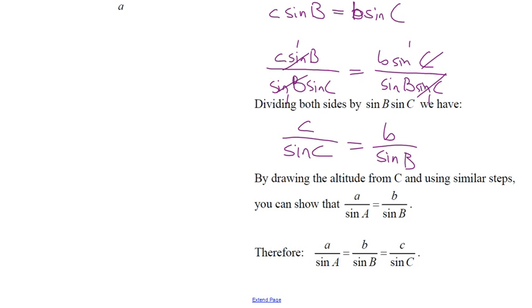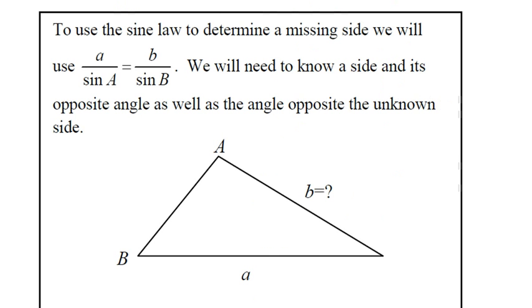3, and then we can solve for the fourth. Okay, so to use the sine law to determine a missing side, we are going to use little a over sine a equals little b over sine b, right? Or whatever, you pick 2/3 of it. Or it could be little a over sine a equals little c over sine c, or little b over sine b equals little c over sine c.